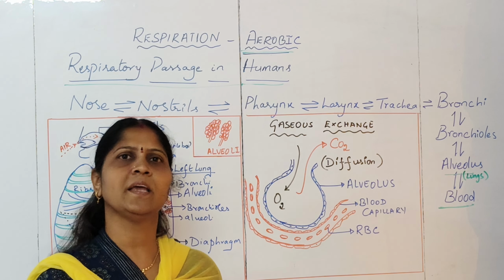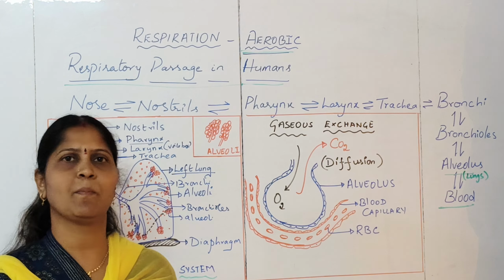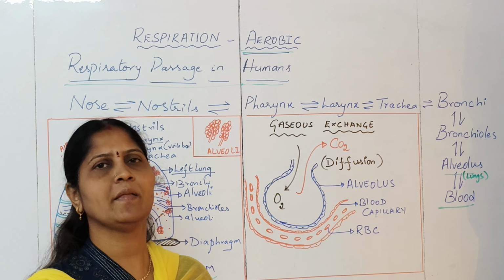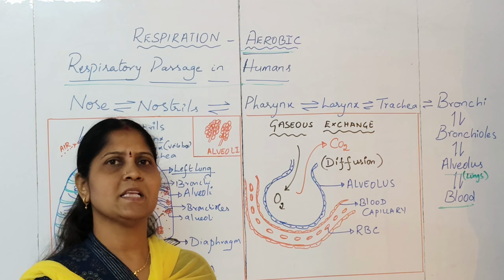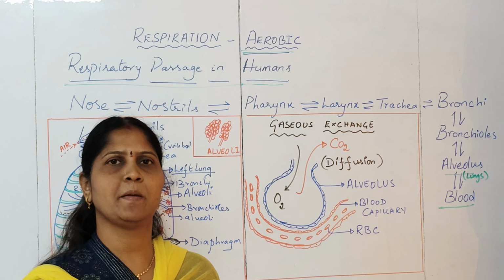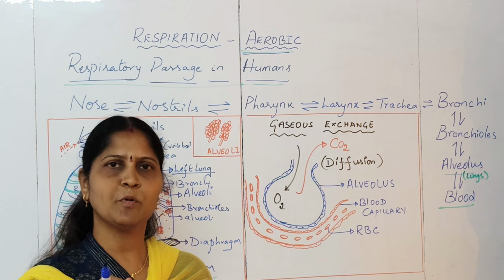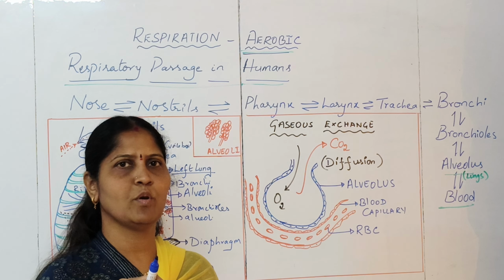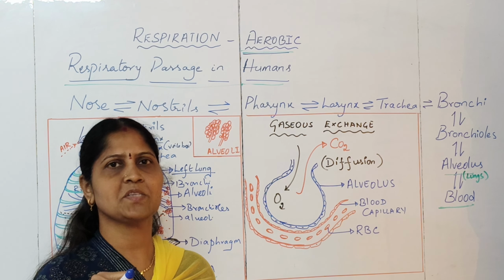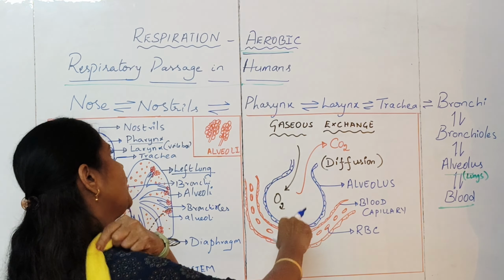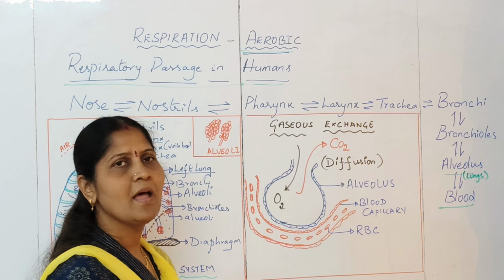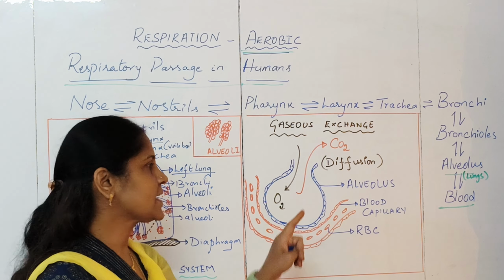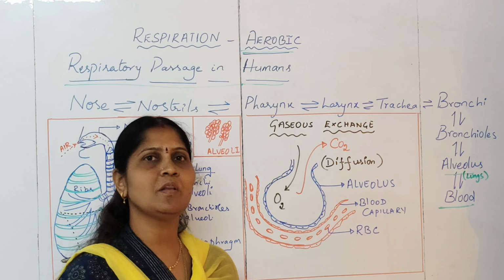Now, let us see how the gaseous exchange will actually take place at the level of the alveoli. At the alveoli, what is happening? The air that you have inhaled has passed through the entire respiratory passage, and finally it will come to the alveoli, or the alveolus. Okay, the singular is alveolus. There the gaseous exchange will happen. Let us observe how the gaseous exchange takes place near the alveolus. I have drawn a single alveolus here. The air that has come near it is rich in oxygen.